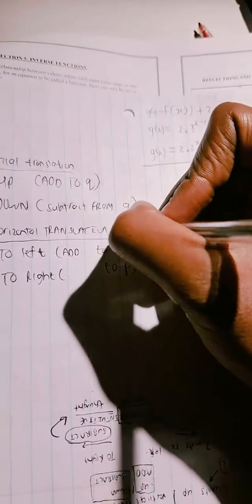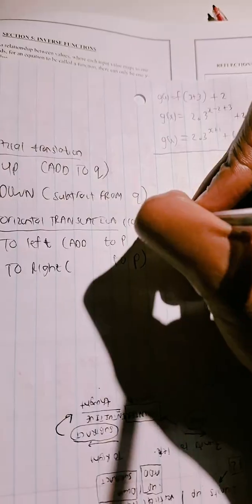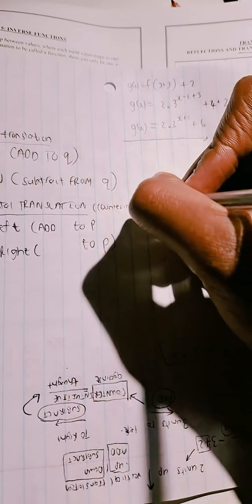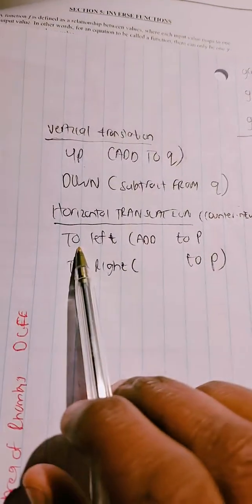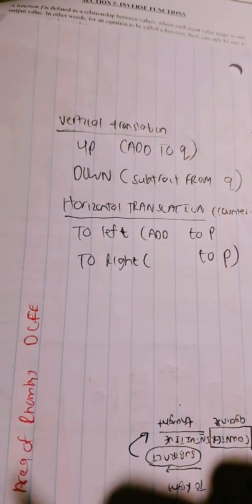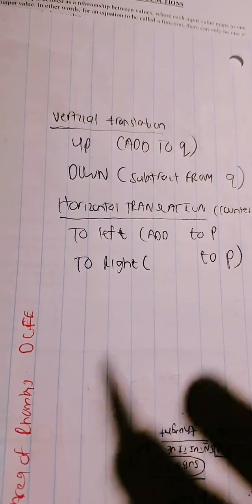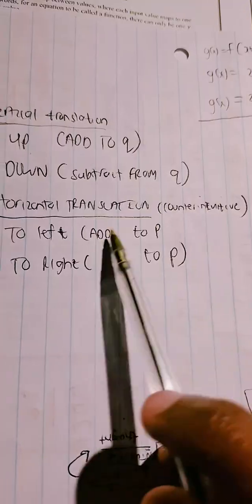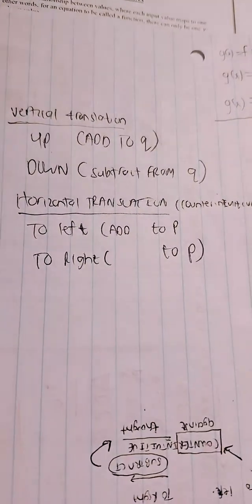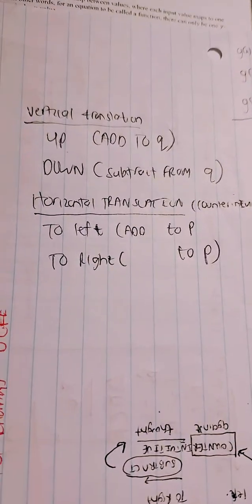Remember, we said this is counterintuitive, meaning it's against your natural grain of thought. So we must not forget, guys. If we're saying to the left, when you think to the right, to the left means subtract, but then we are adding. It's counterintuitive. Horizontal translation is counterintuitive for the p value. To the right means we subtract from p.